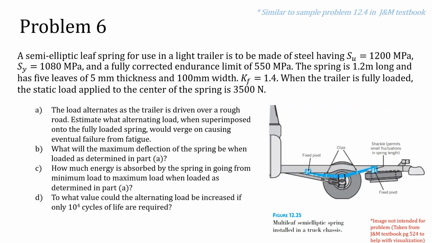And lastly, part D, to what value could the alternating load be increased if only 10 to the 4 cycles of life are required?